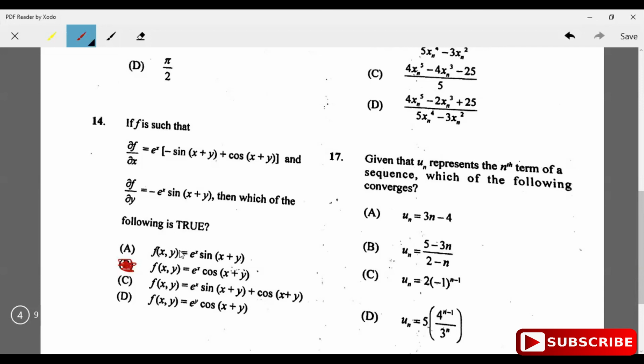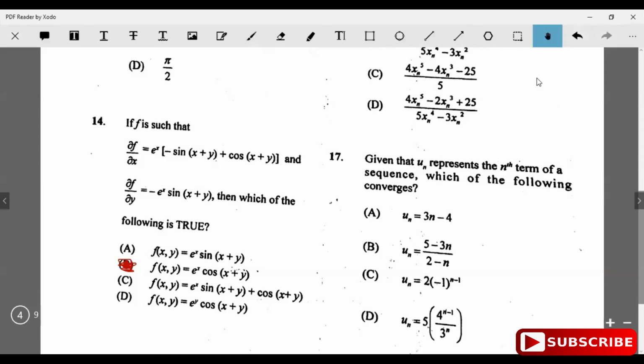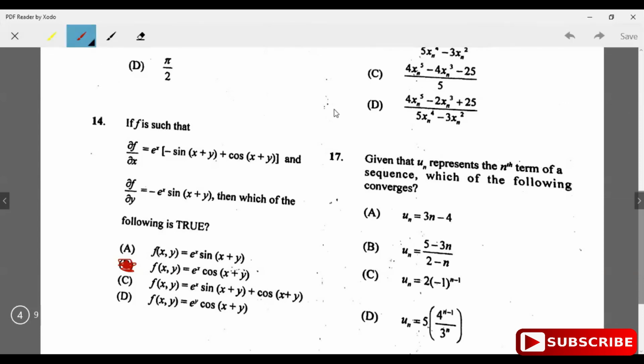What I said was to try which of these would be f of x. So you're going to try f of x as this one, and then you're going to find ∂f/∂y and ∂f/∂x. That's option B. Easy question.